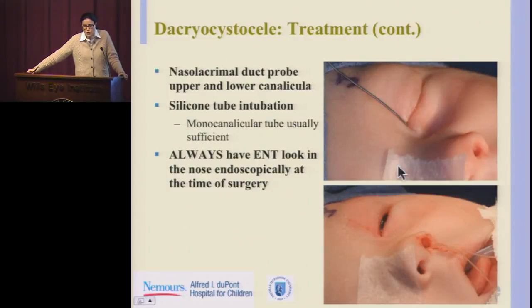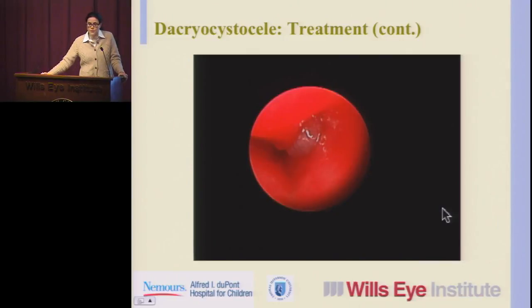So these are just some pictures showing a probe. If I do have to take the child to the OR, then I put a tube in as well. And then we will have ENT take a look up the nose when we do the surgery, because very often you will see the extension right here into the nose. And we want to make sure that we have popped our way through. Sometimes you can get a false sense of being through when you're really not. So we have them take a look as well.